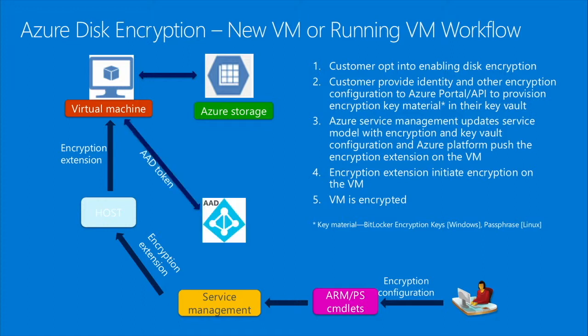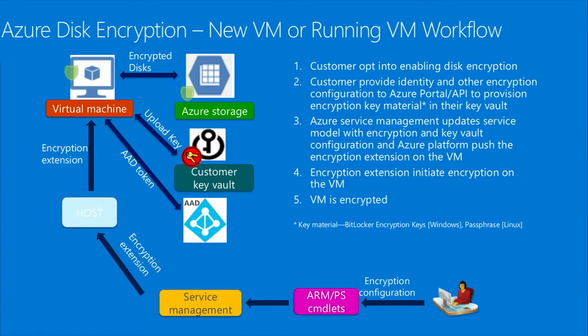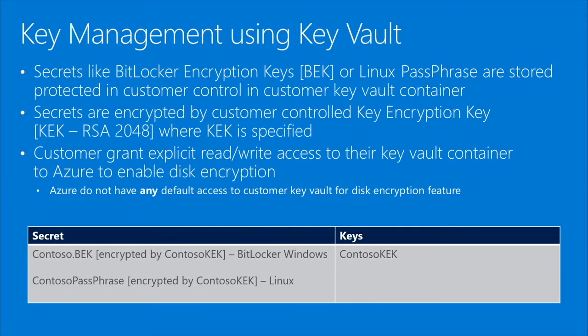Once the extension is pushed onto the VM, the encryption process has started. The agent is going to talk to Azure Active Directory with the identities you have provided. The agent is going to initiate the BitLocker encryption operation, get the BitLocker encryption keys and push them into your Key Vault. And the encryption operation is then completed. So that flow shows you how you can enable BitLocker encryption or Linux dm-crypt encryption on your running VM, for the OS volume and for the data volume.